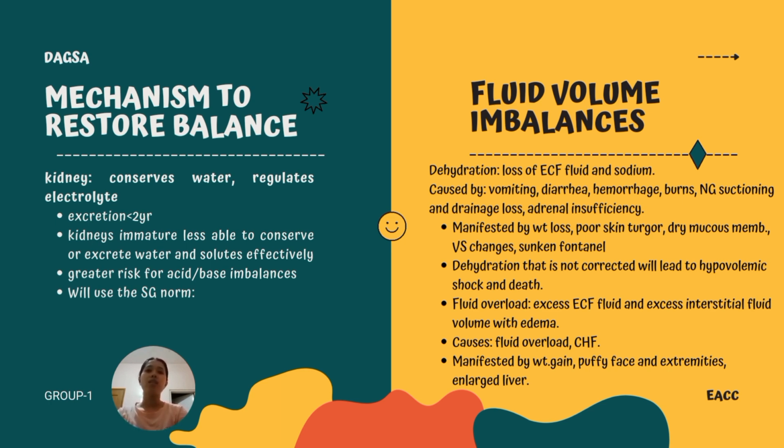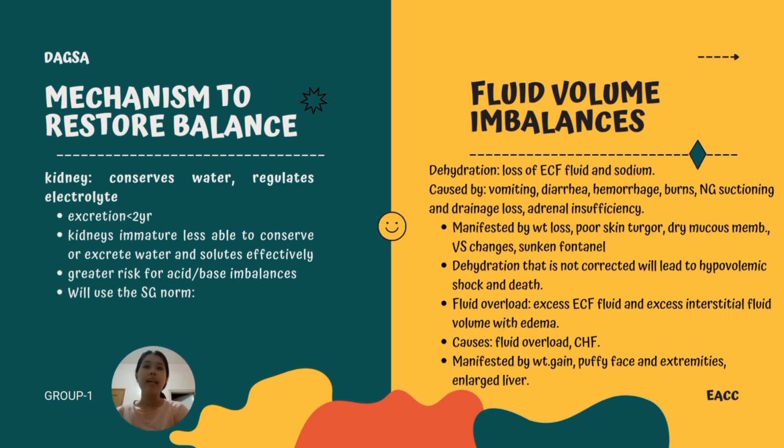The kidney conserves water and regulates electrolytes. In young children, the kidneys are immature and are not able to conserve or excrete water and solutes effectively, with a greater risk for acid-base imbalance. This is the mechanism to restore balance.